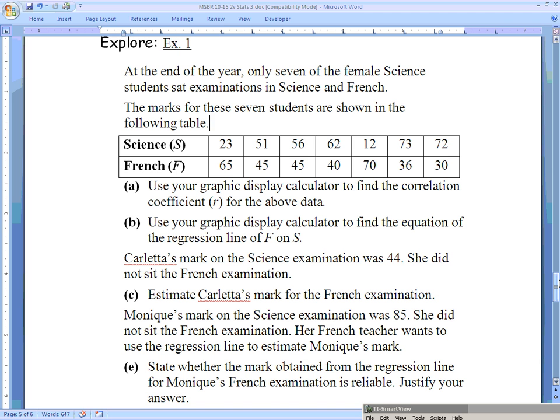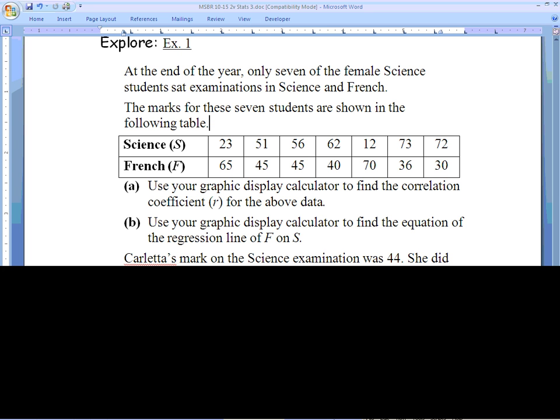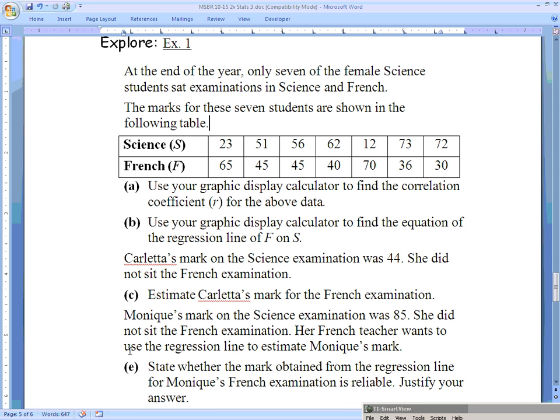So here we've got an old IB question. At the end of a year, only 7 of our female science students sat in examinations for science and French. So we're talking about IB students who are taking both science and French tests. The marks for these 7 students are shown in the following table. So they give all of the science scores as well as the French scores for these 7 female students. Using your graphic display calculator, find the correlation coefficient, or R, for the above data.